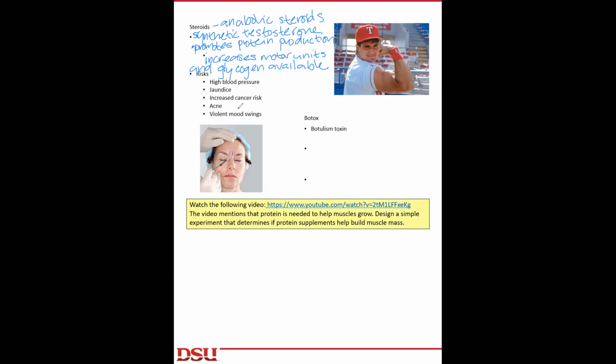Jaundice, which is what happens when you're dealing with some liver damage, increased risk of cancer, acne, and violent mood swings, or what they would call roid rage. A lot of these side effects, and there are quite a few others. There's a lot of sexual side effects.